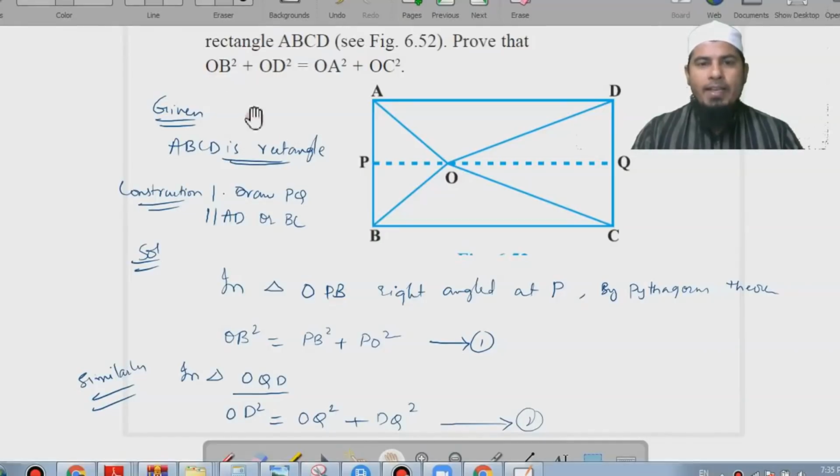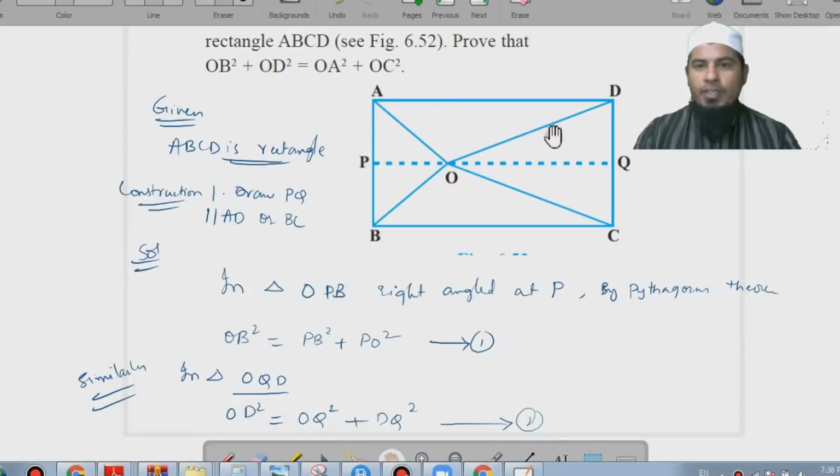So OB square, I can get OB square in this right angle triangle by Pythagoras theorem. So OB square is equal to PB square plus OP square, equation number 1, applying Pythagoras theorem. Why here 90 degree? Yes, in a right angle triangle, if you draw a parallel line to any one side, it will be perpendicular to the other side, because all the opposite sides are parallel and they are perpendicular to adjacent sides.